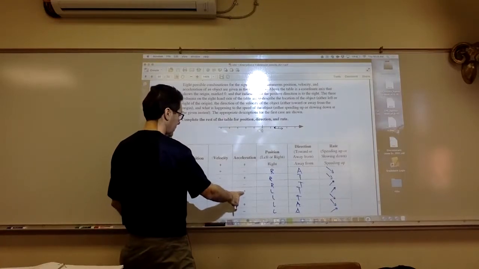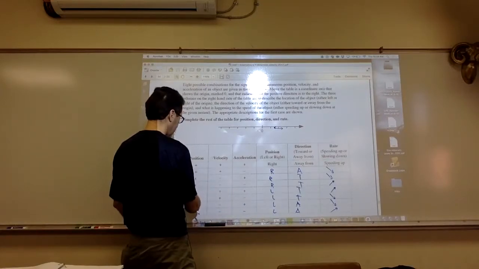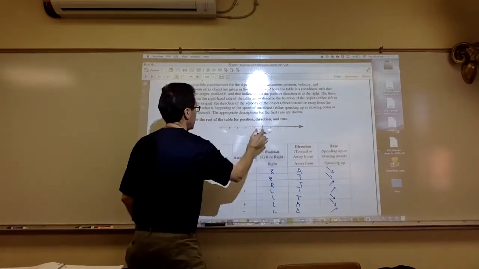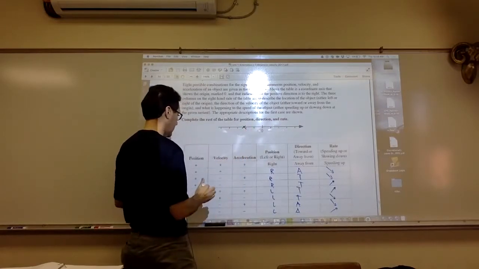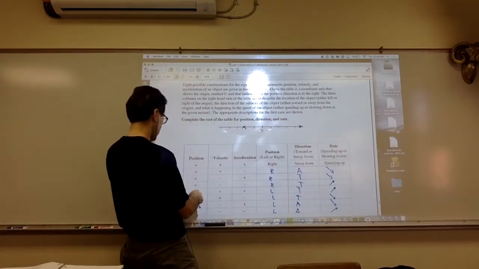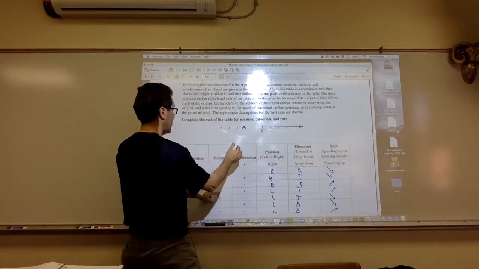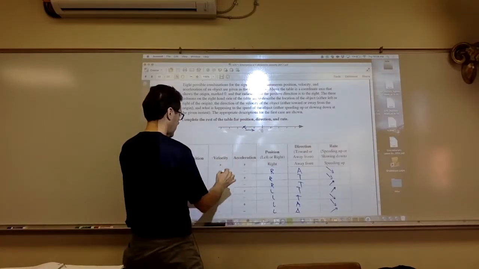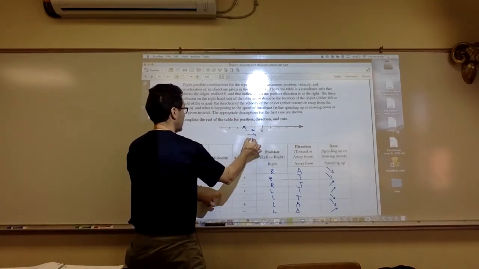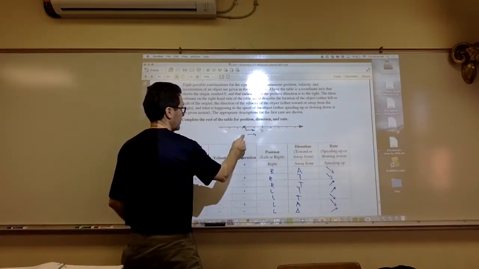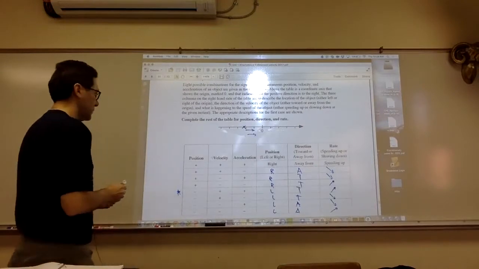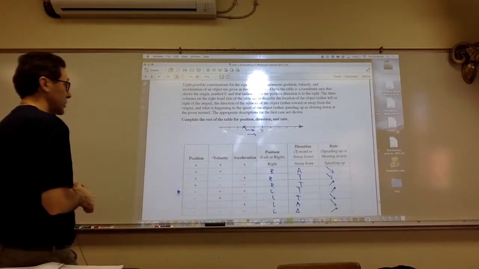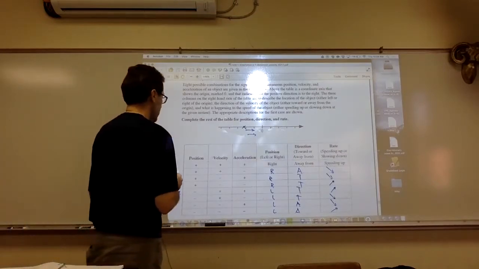So here your acceleration is positive. Your velocity is positive, and your position is negative. So let's try that. You started here. Your velocity is positive, so you're going in that direction, and your acceleration is also positive. So when the acceleration and velocity are in the same direction, you are speeding up. When they're in opposite directions, you are slowing down.